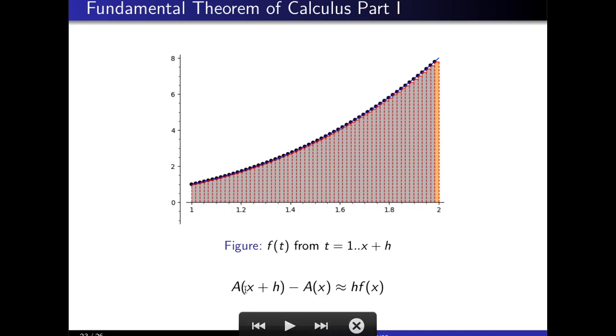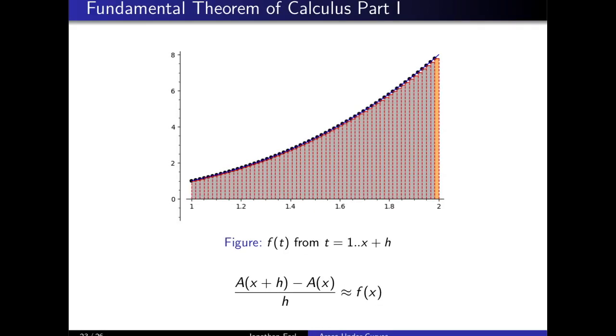So the net area under f of t from 1 to x plus h, minus the net area underneath f of t from 1 to x, is approximately h times f of x. h was the width of this rectangle, and f of x is that value there. When h is small, the extra area is approximately just the area of that rectangle. There's a little bit left over here, but if I took more and more rectangles, the difference would go to 0. Also, as we make the rectangle thinner and thinner, the difference will go to 0.